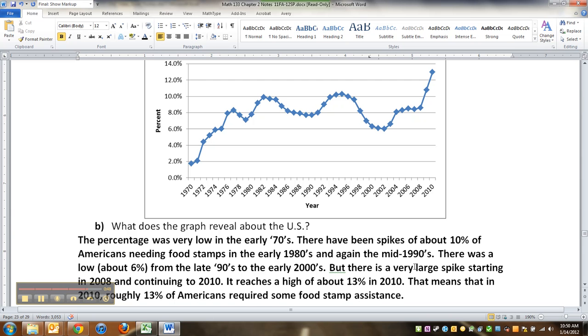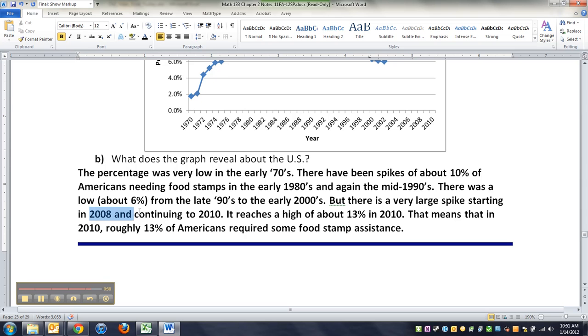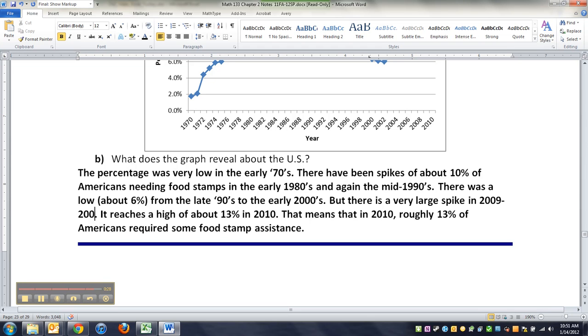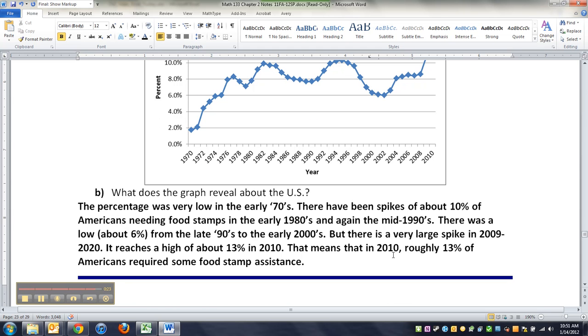And then there was a very large spike. It starts here in 2008, but it really kicks off in 2009, because the beginning of the spike is 2008. So let's say 2009 to 2010. It reaches a high of about 13% in 2010. That means that in 2010, roughly 13% of Americans required some food stamp assistance during the year, which is a lot. That's 13 in every 100 Americans.